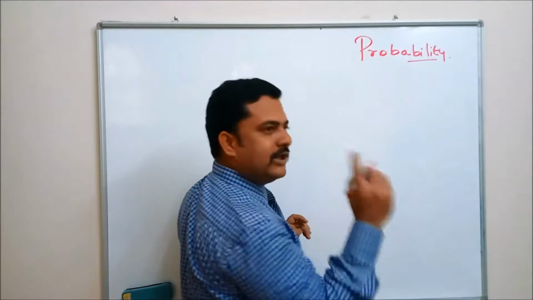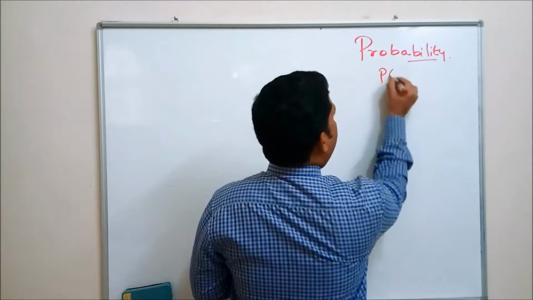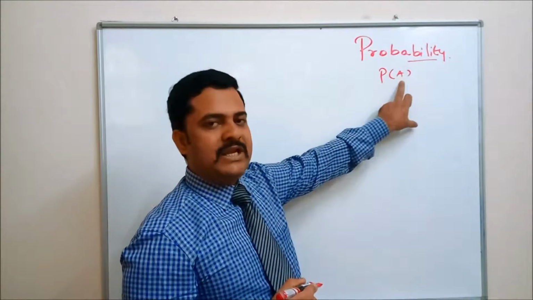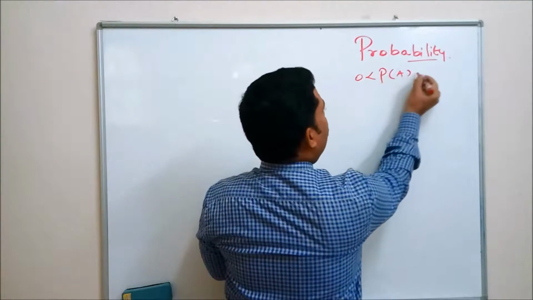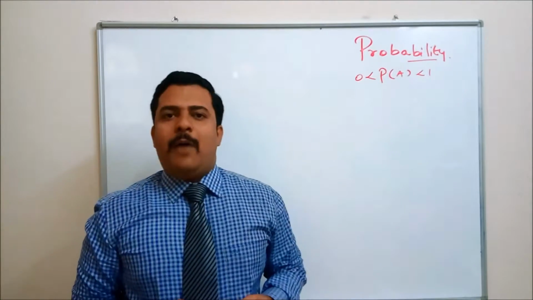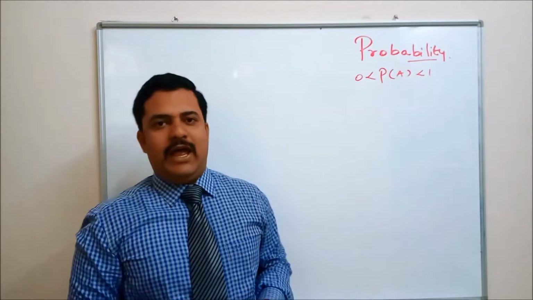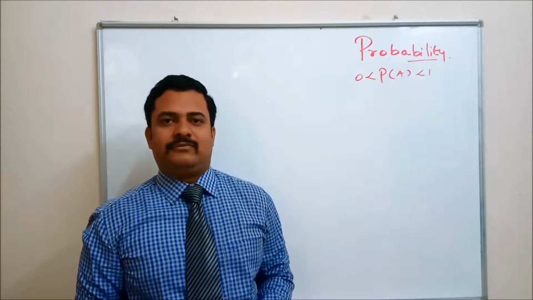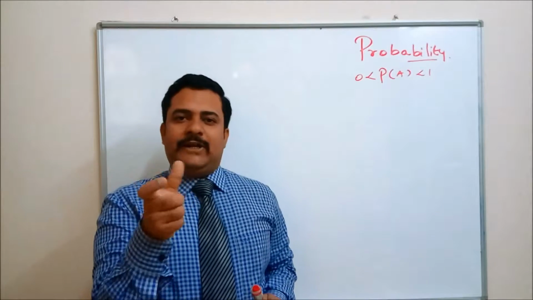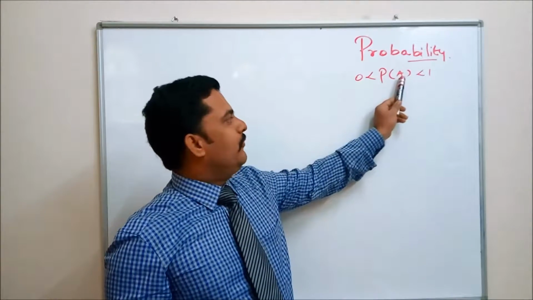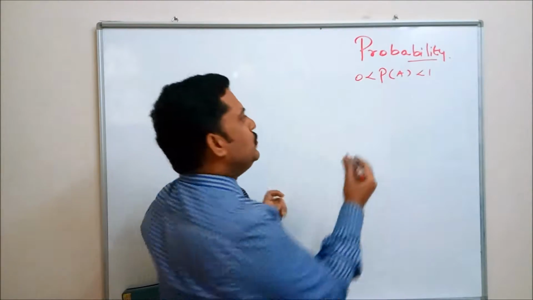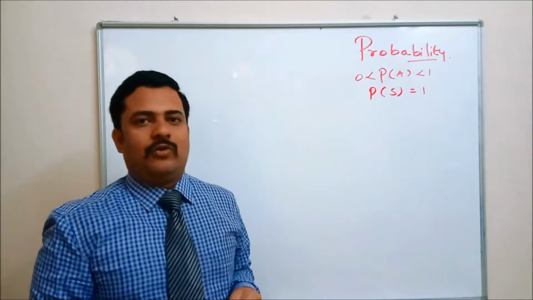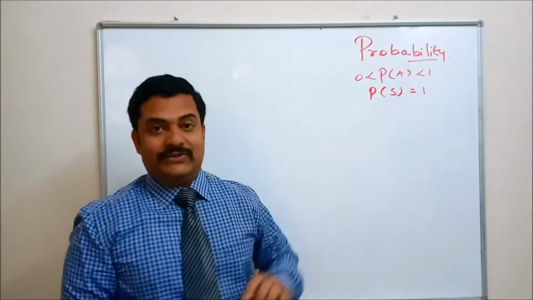See, since we are talking about probability, the probability of the event A, P of A, lies between 0 and 1. The probability of the impossible event is 0 and the probability of the sure event is 1. If it lies in between, we call that the probability of the event A. So the probability of the sure event is 1. Now, what is A and what is S?